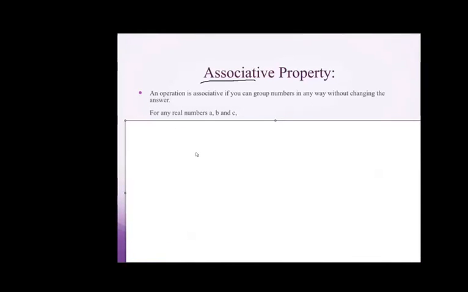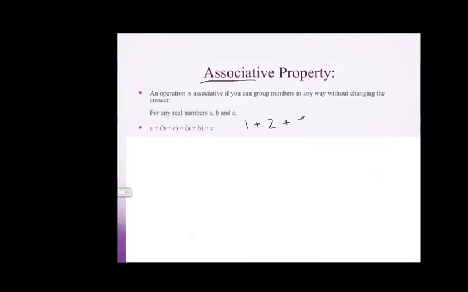We're talking about the numbers A, B, and C. We can say that A plus B plus C, and we can group the B and C together, is the same as if we were to group the A and B together first and then add. If we took 1 plus 2 plus 3, if we were to add the 2 and 3 together first, we would still get 6 as an answer. Same thing if we decided to take the 1 plus 2 and add that together, we would have 3 plus 3, and we would get 6. So it's going to be the same answer no matter what.